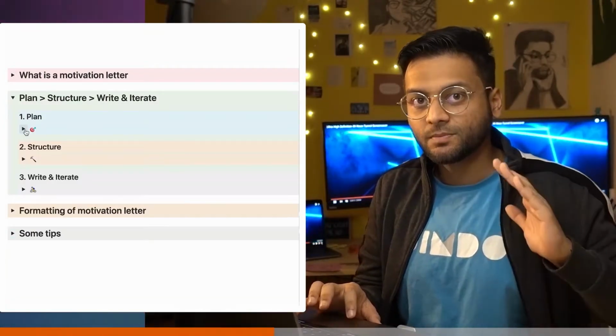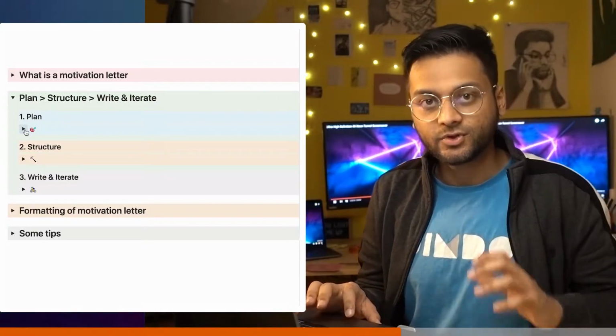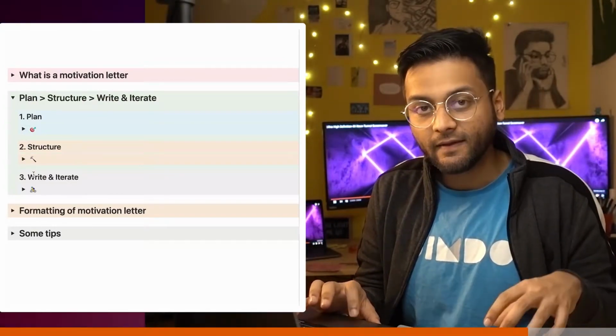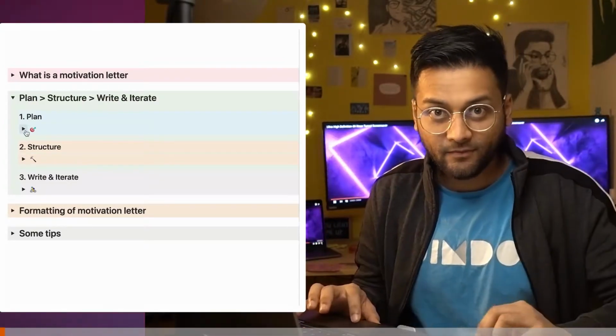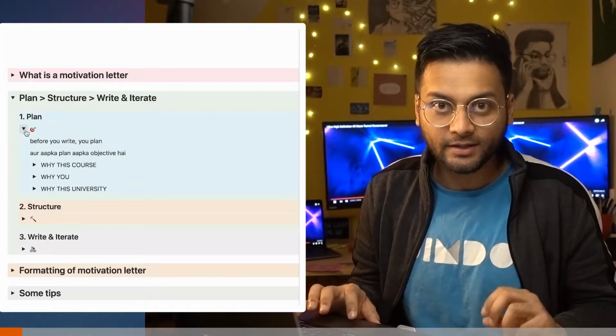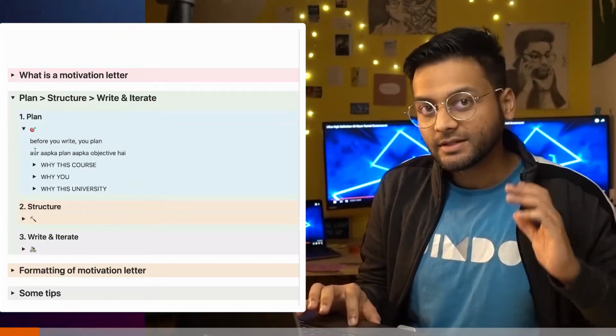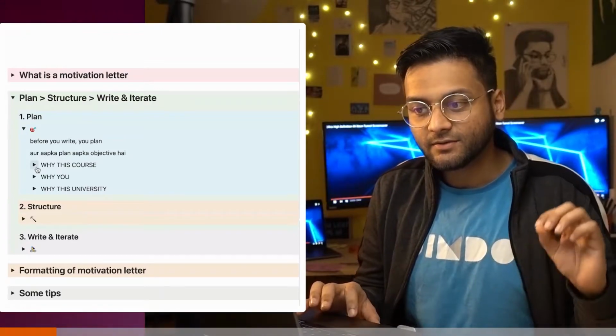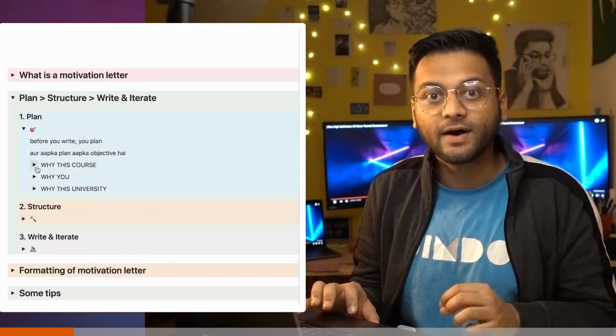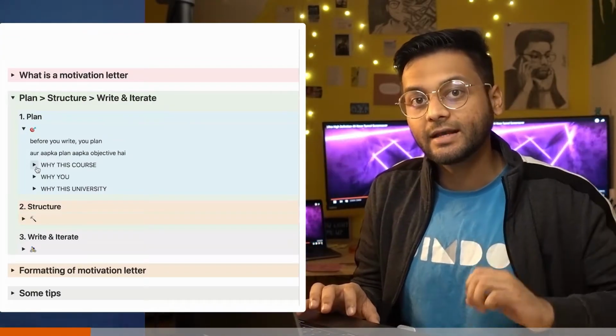The first step is to plan our motivation letter, then to structure it, then to start writing it, and then to iterate on it. In step 1, definitely before you start to write, you should plan. And you have to answer 3 main questions. The first is why this course, second is why you, and third is why this university.